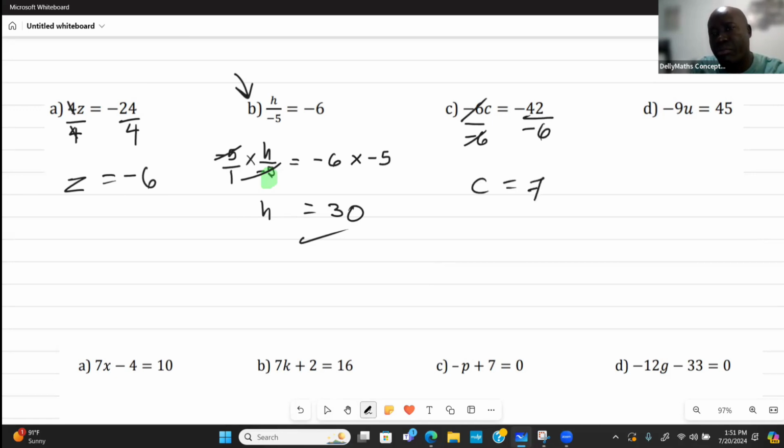C is equal to positive 7, because negative 42 divided by negative 6 is 7. Let's take a look at D.